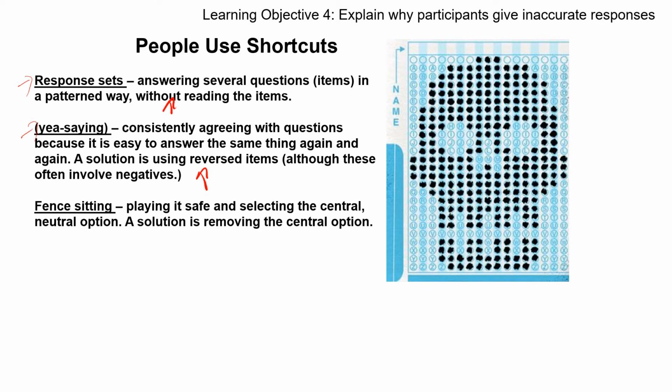Another thing is people do fence sitting. This is where they'll play it safe and select a central neutral option. A solution to this is removing the central option, though I don't recommend it. This is only something that comes up when you're talking about things where people are going to be very iffy, or people are going to be split in their opinion. For the most part, most of you are doing research where that's not going to be an issue. You'll get some people that'll put the neutral option in the middle, but most people are going to go on one of the two ends, not in the middle.